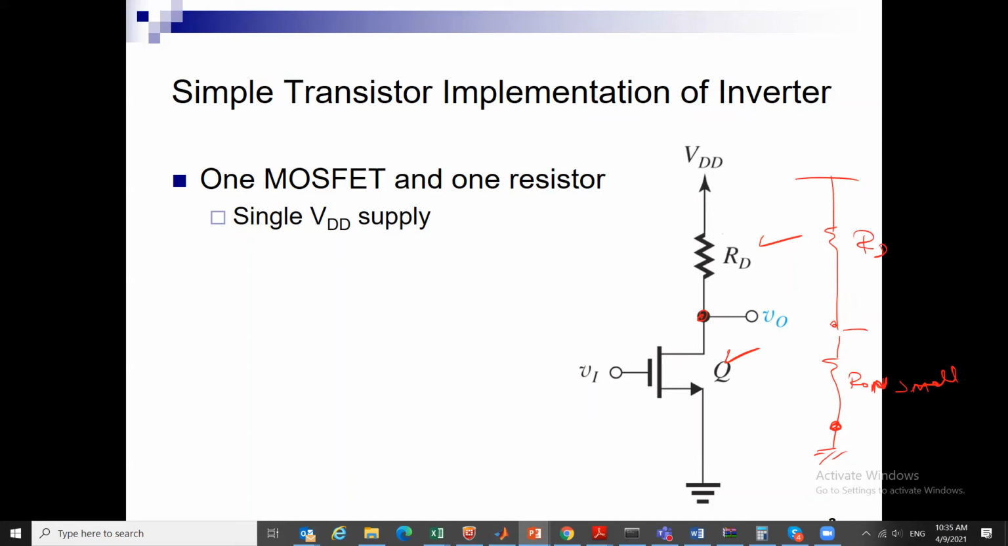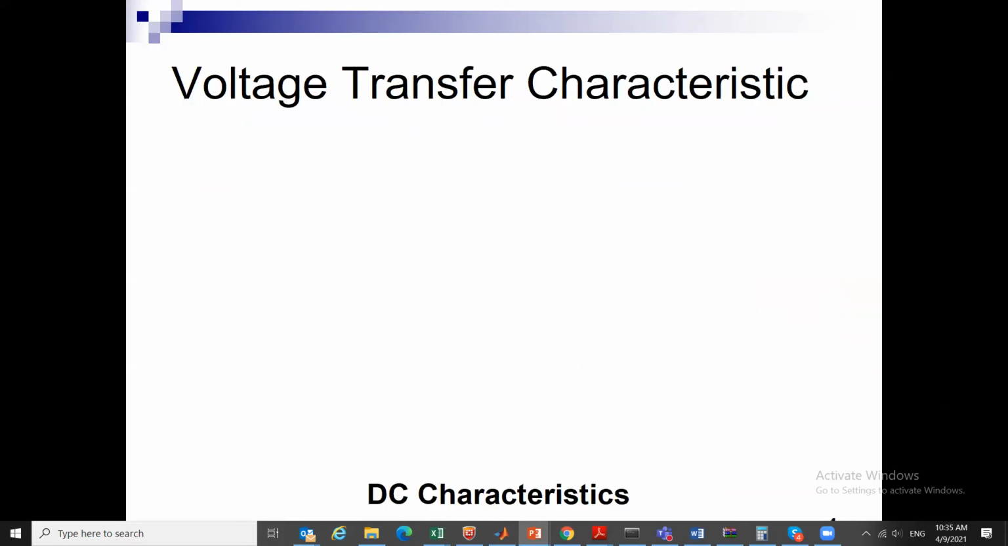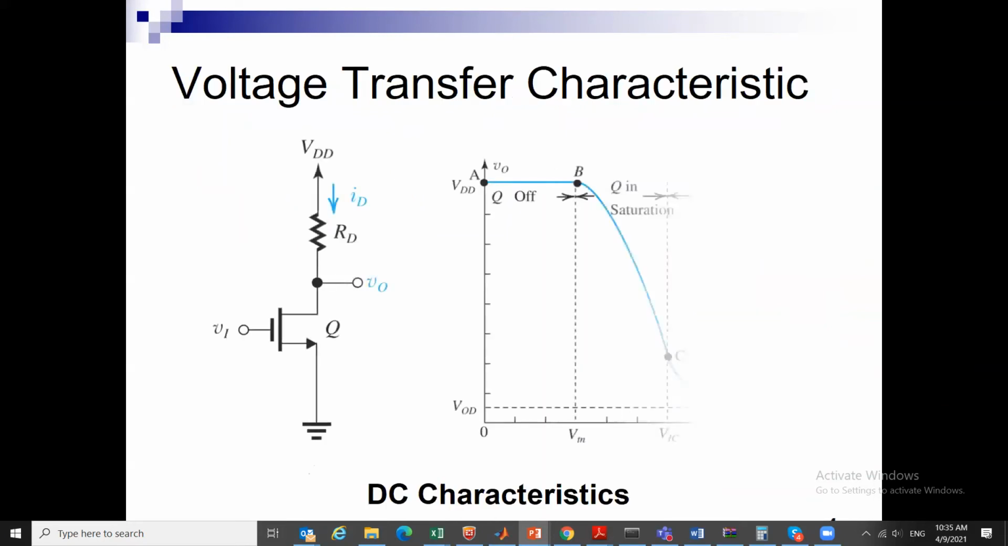Because ideally, if this is an ideal switch with no resistance, it's going to pull down the output to 0. Okay, great. Now we have a single supply. Let's look at the DC characteristics of this curve. We always put a little table for each device. So I have the NMOS.